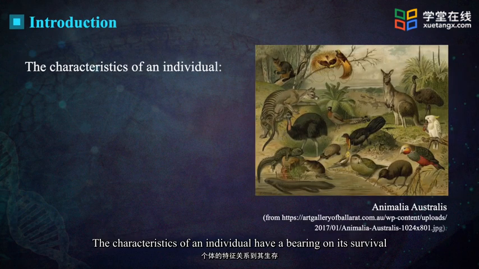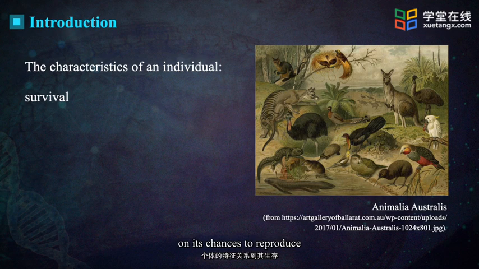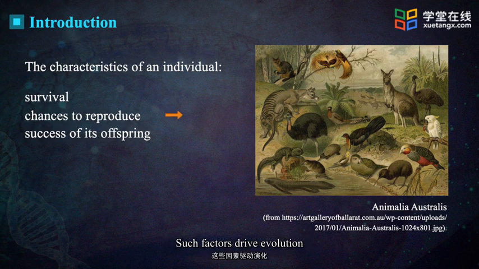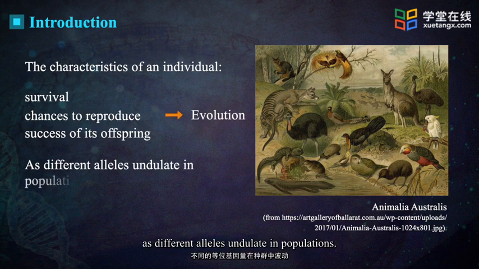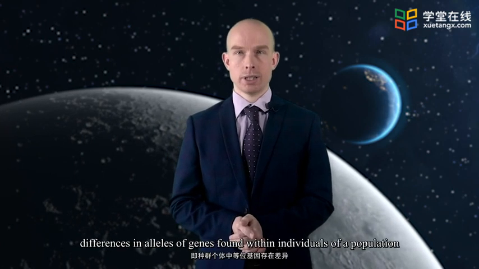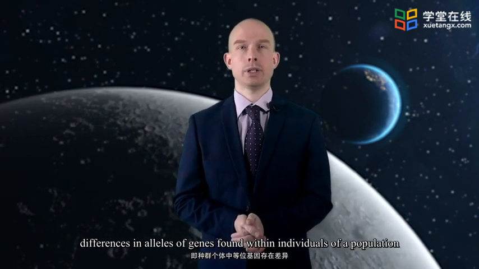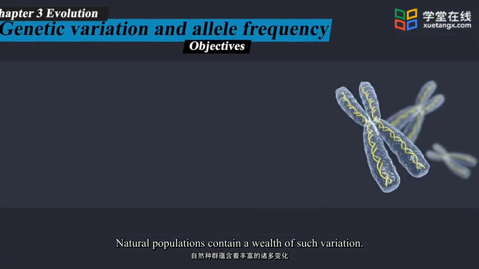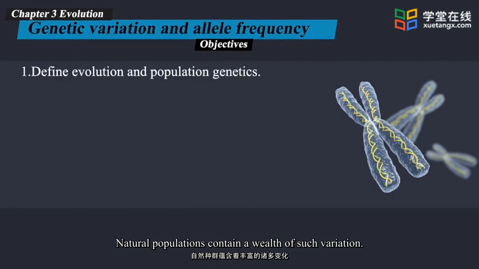The characteristics of an individual have a bearing on its survival, on its chances to reproduce, and on the success of its offspring. Such factors drive evolution, as different alleles undulate in populations. Genetic variation, that is, differences in alleles of genes found within individuals of a population, provides the raw material for natural selection. Natural populations contain a wealth of such variation.